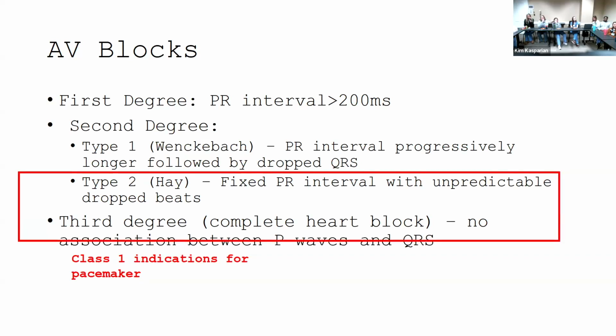So this box, basically type 2 and below, these are class 1 indications for a pacemaker. Wenckebach, they will rarely put a pacemaker in unless they're symptomatic, and you can definitively say that it is not medication induced and that their symptoms are definitely from the Wenckebach. So pretty rare that they'll do a pacemaker for Wenckebach, but they'll pretty much always do one for type 2 or third degree. And it doesn't even matter if you have an explanation for the type 2 or the third degree. If they have it, then they're getting a pacemaker.